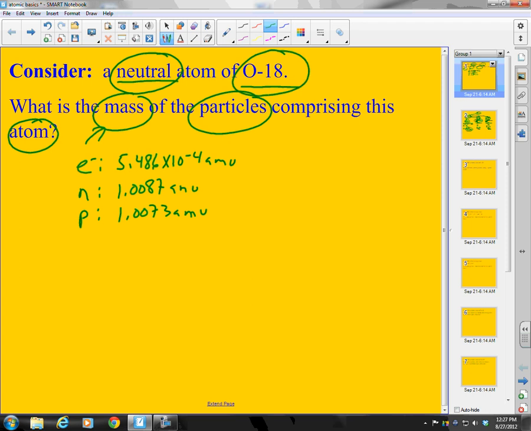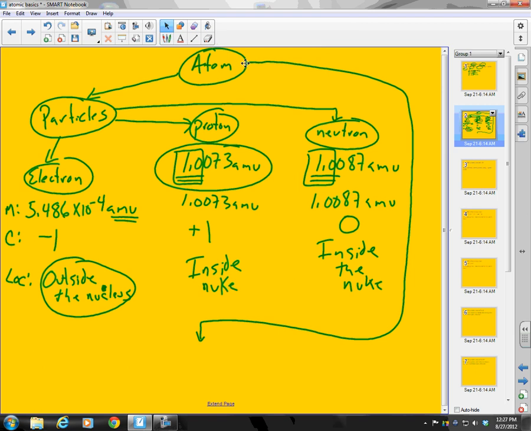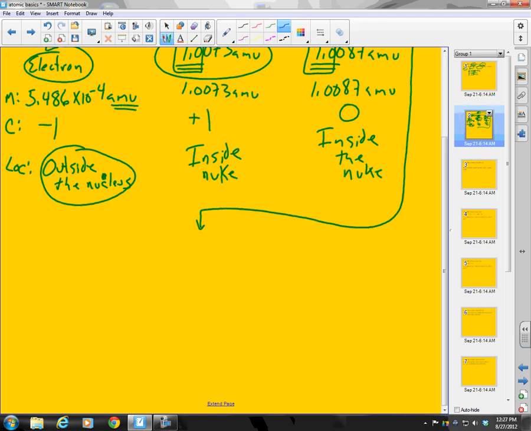Okay, so I think we need some more notes here. So let's pop on back. Let's see if we can get some more notes here. Okay, so I'm going to take this and we're going to extend it down here so that we have more space. And let's change color. Good. So now let's talk about representation, or representation of an atom.